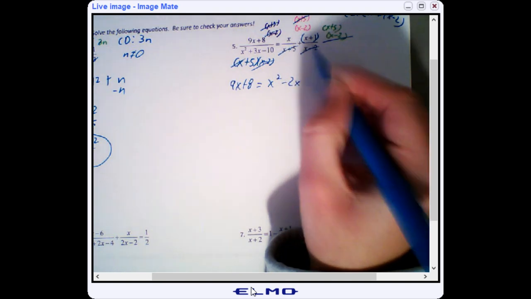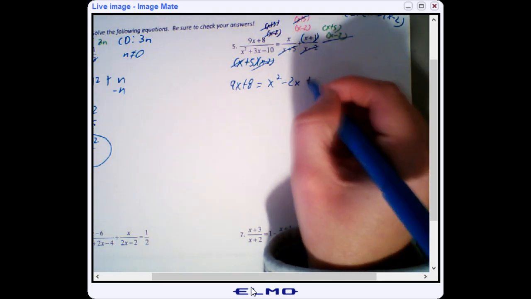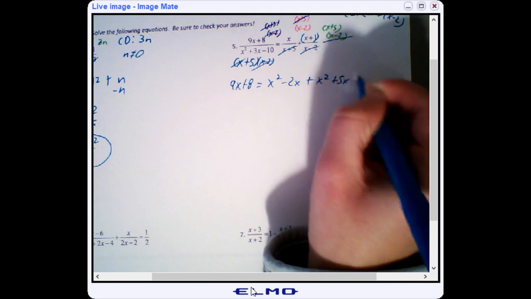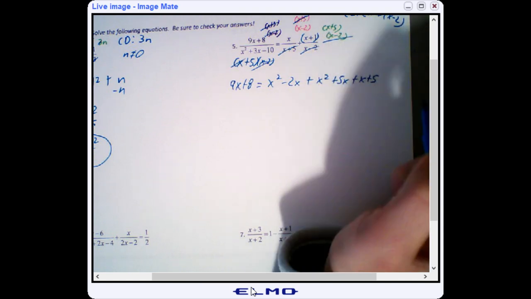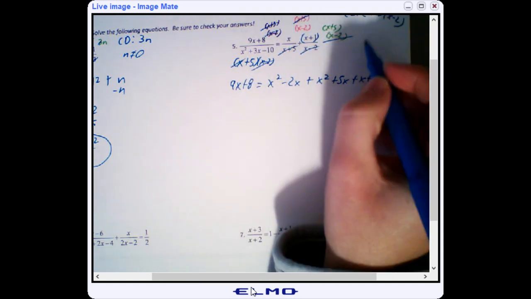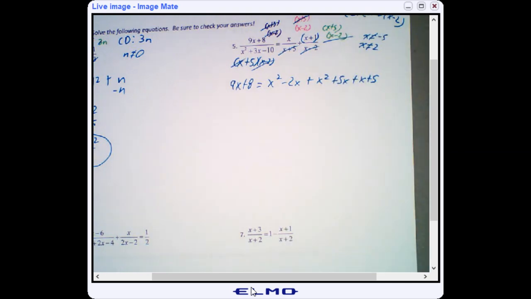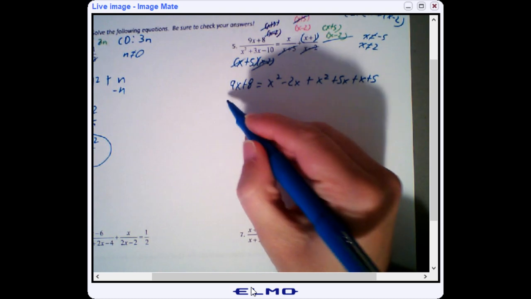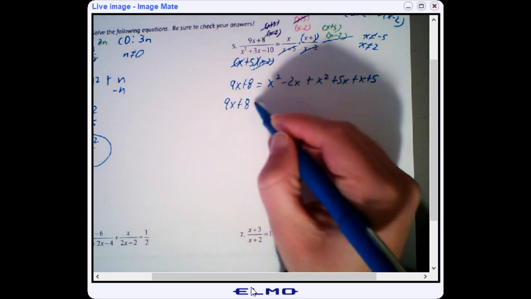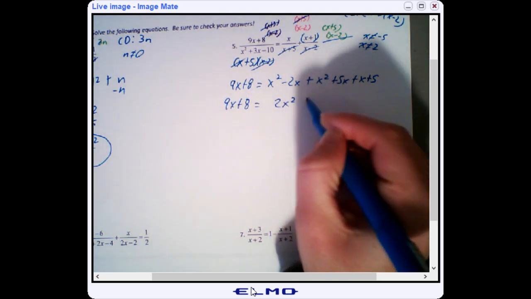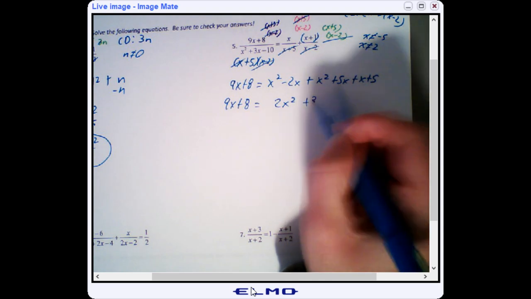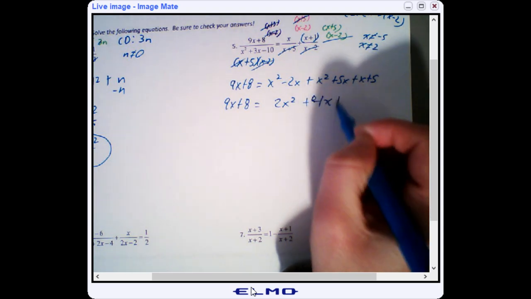equals, I distribute, so x squared minus 2x, and then I distribute there as well. So x squared plus 5x plus x plus 5. I know if I look at the denominators, x cannot equal negative 5 and x cannot equal 2. That's what would make those denominators 0. I'm going to combine my like terms. So 9x plus 8 equals 2x squared plus, that's 6, 4x plus 5.